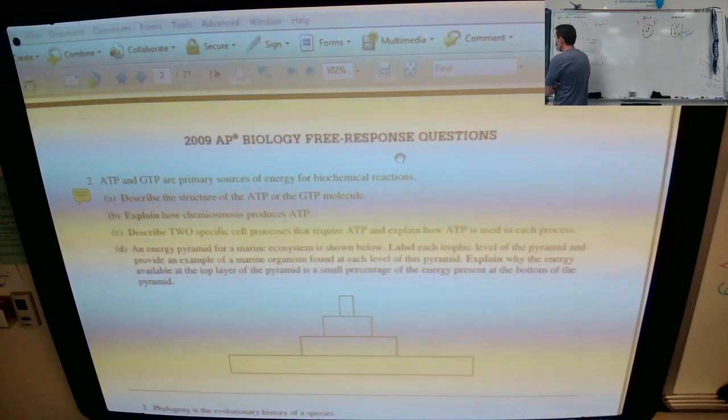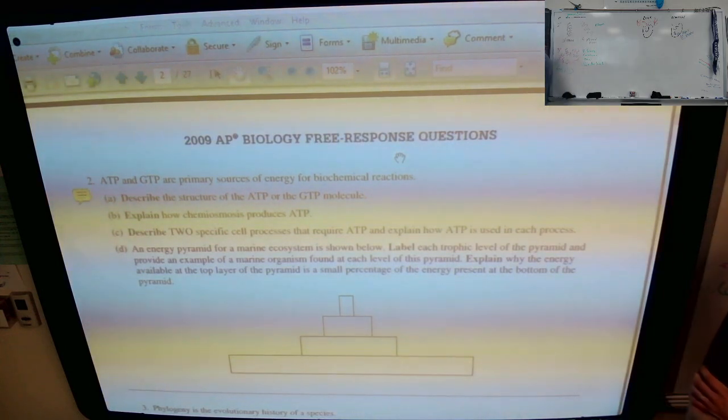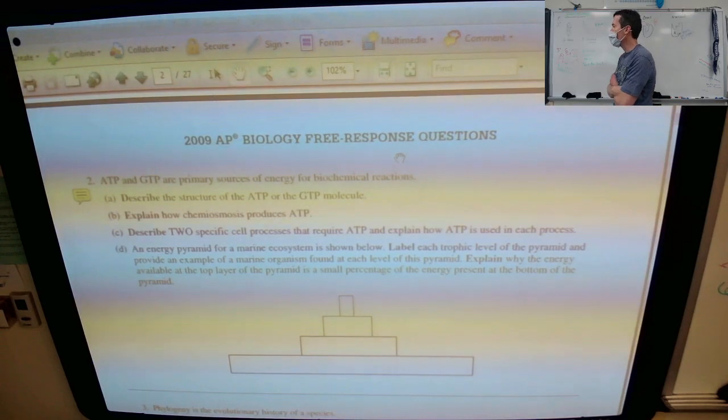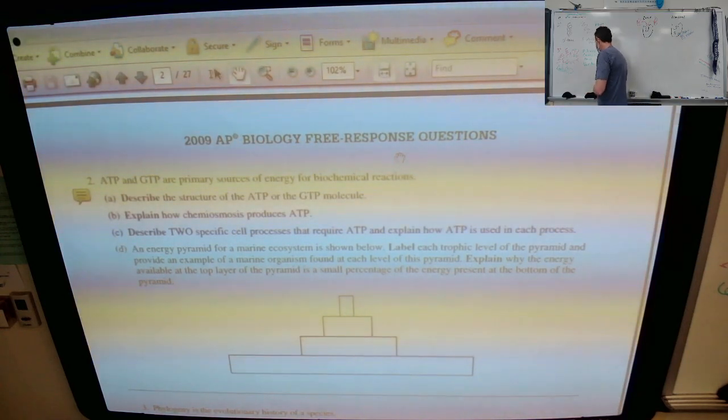Describe the structure of ATP or GTP. And then B says explain how chemiosmosis produces ATP.